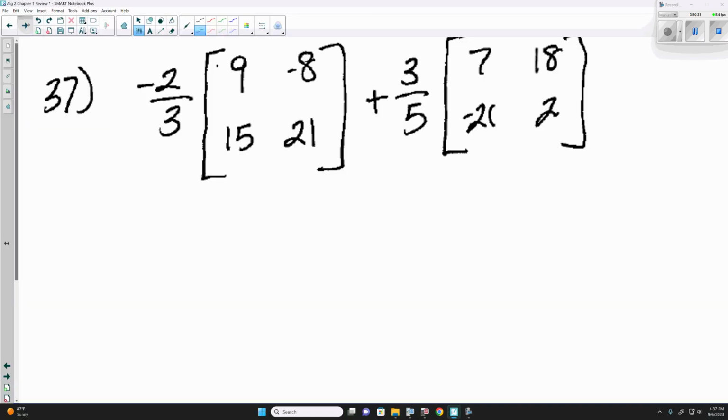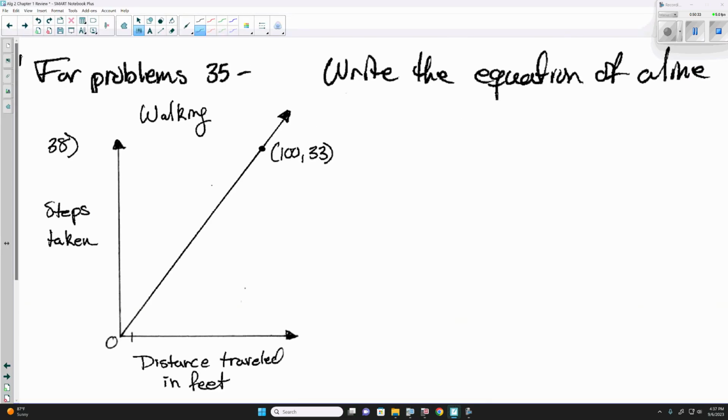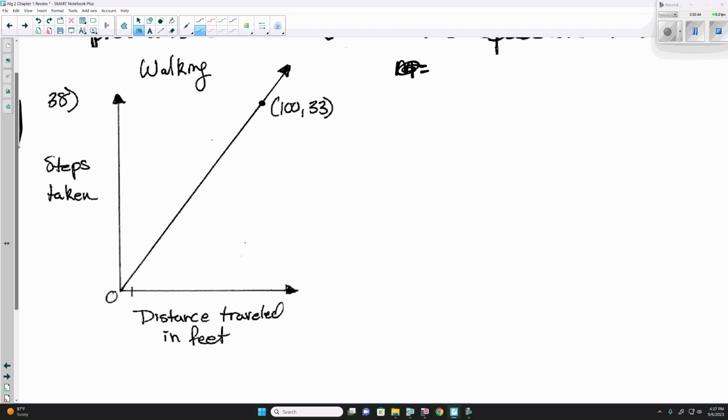Now that does bring us to the last three questions on this here. Write the equation of a line and find, I'm going to also say find the slope, but we need to find the slope to be able to find the equation of a line. Now if we look at this here, we are given 2 points. One of them is at the origin 0, 0. The other is at 100, 33.